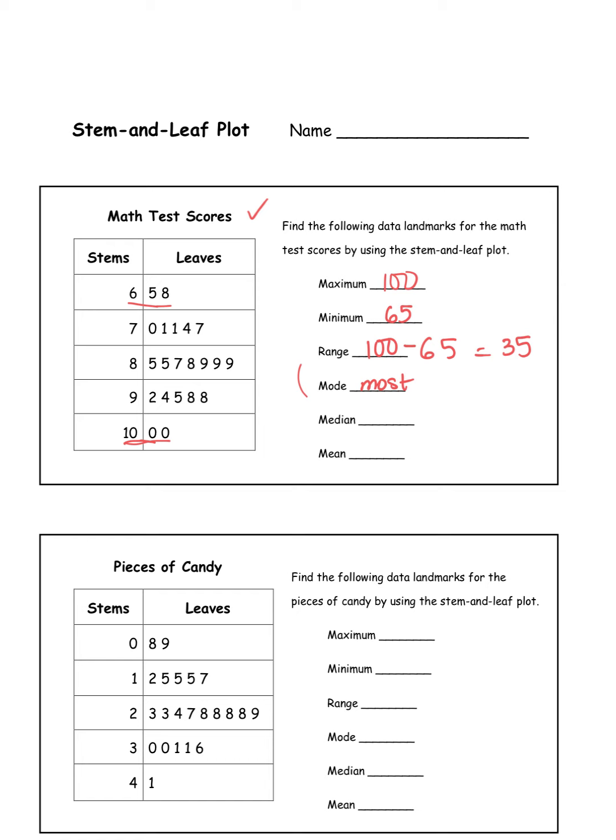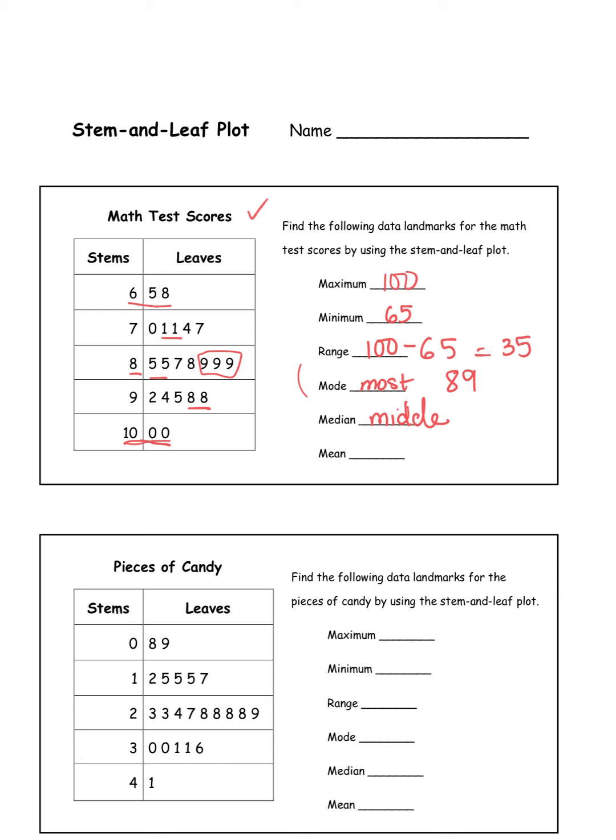So after you look at the leaves, you will see which one repeats the most, and that's going to be the mode. So 71 repeats twice, 85 repeats twice, 100 repeats twice, 88 repeats twice. However, 89 is the mode because it's repeated 3 times. Median means middle. So you're going to find a middle number, okay?